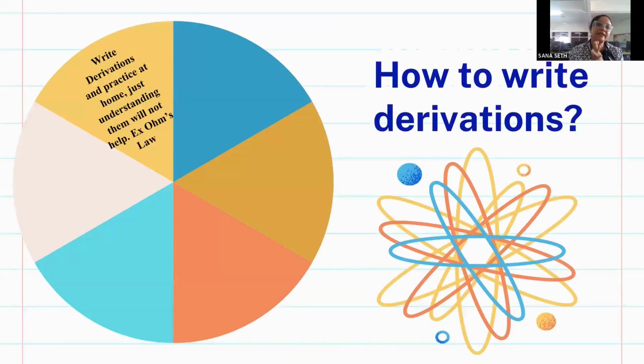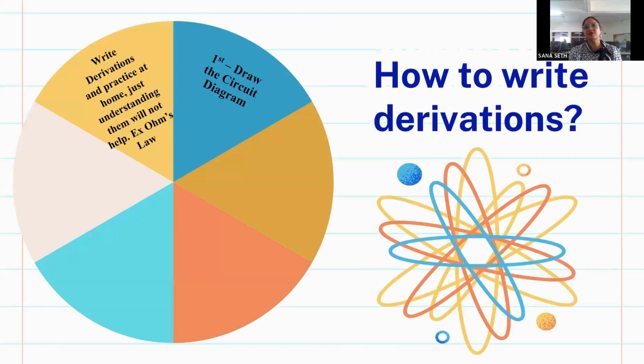Here are some more last minute tips. Write derivations and practice at home. Yes, derivations. When we are studying derivations, we think, okay, I understood. But until and unless you write the derivations and practice at home, children, you will not be able to do it completely. Derivation starts with a diagram.